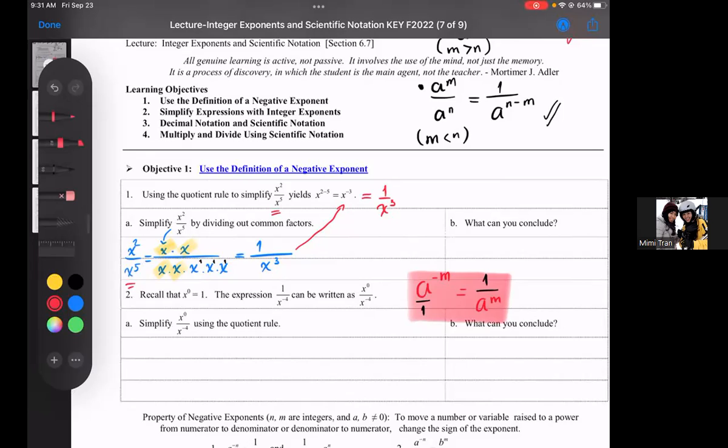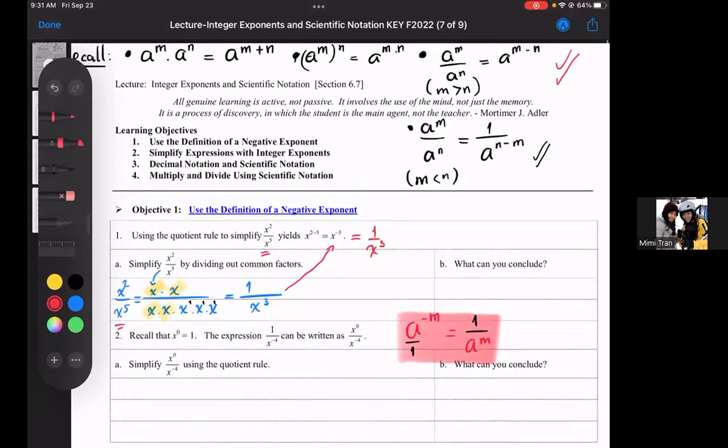Recall that x to the 0 is equal to 1, right? Anything to the 0 power is equal to 1. If I have the expression 1 over x to the negative 4, now instead of 1, can I replace it with x to the 0? Yeah. If you use that rule, let me pull it down a little bit. If you use the one in the double check mark in red right there, I'm going to take 0 minus 4, so it'll be what?